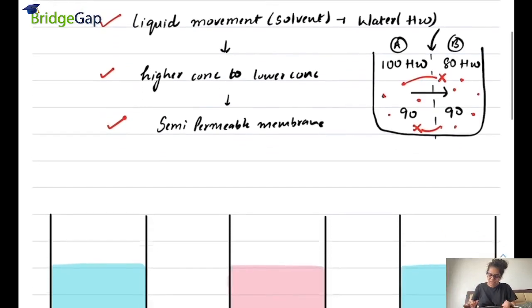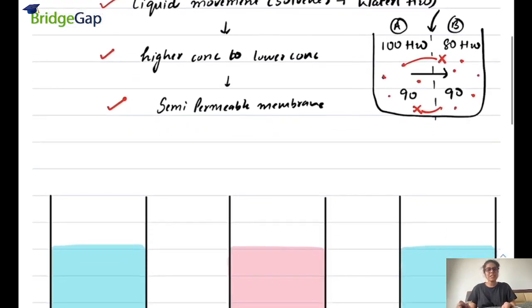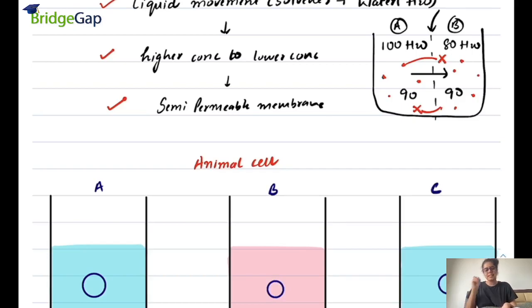What I have done is I have taken situation A, where I am adding an animal cell in all three. This is one animal cell in chamber A, this is one animal cell in chamber B, and this is one more animal cell in chamber C. What I'm saying is that this outside over here is water. This outside condition over here is, let's say, a sugar solution or a salt solution. It can be anything, sugar solution or salt solution.